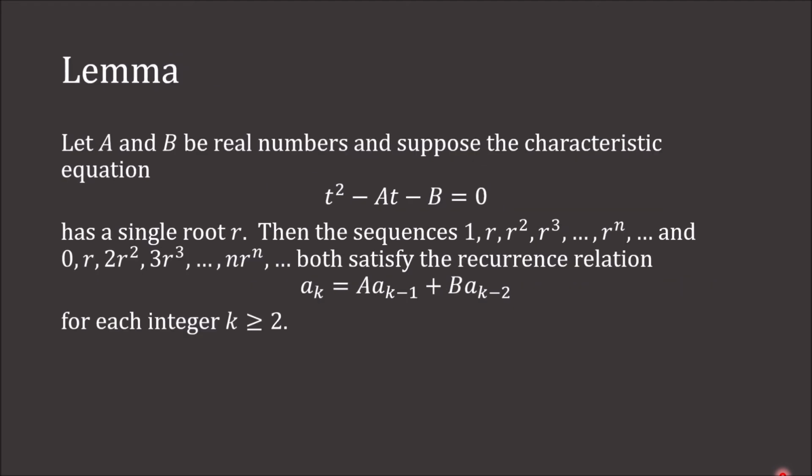So our lemma: let a and b be real numbers. Suppose the characteristic equation t squared minus at minus b is equal to 0 has a single root r. Then the sequences 1, r, r squared, r cubed, up to r to the n, and 0, r, 2r squared, 3r cubed, up to n r to the n, both satisfy the recurrence relation a sub k equals capital A times a sub k minus 1 plus capital B times a sub k minus 2 for each integer k greater than or equal to 2.